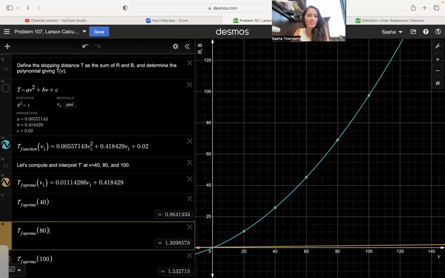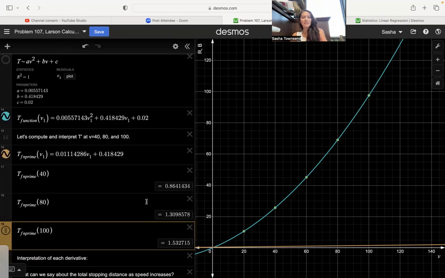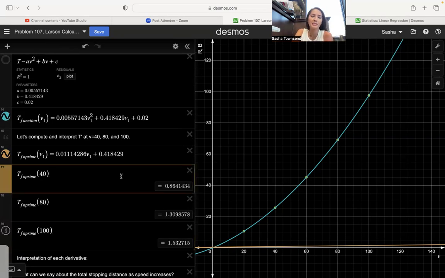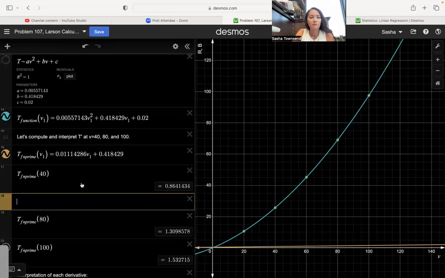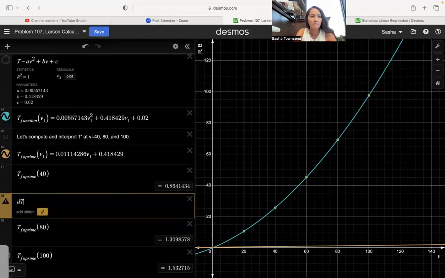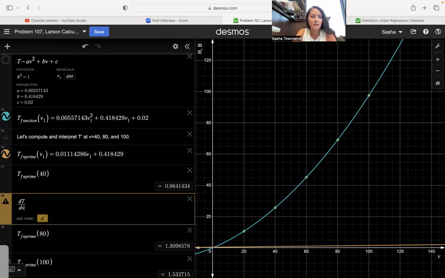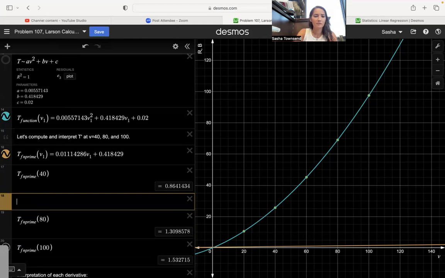And then we evaluate at v equals 40, 80, and 100. So this is a good application problem to discuss instantaneous rate of change, because when we compute that derivative and we plug in v equals 40, 80, or 100, we get a number and we can interpret that number. So we'd say, okay, well, what does that represent? Well, remember, this is actually dT/dv. So we're going to use the units of the numerator divided by the units of the denominator to help us interpret that number.